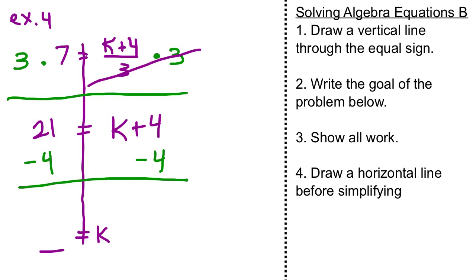And we're almost there. The positive 4 and the minus 4 cancel out. And so we're left with k is equal to 21 minus 4 is 17.